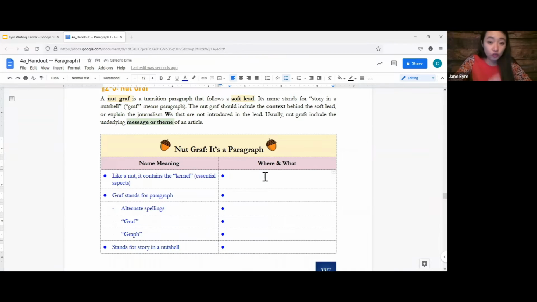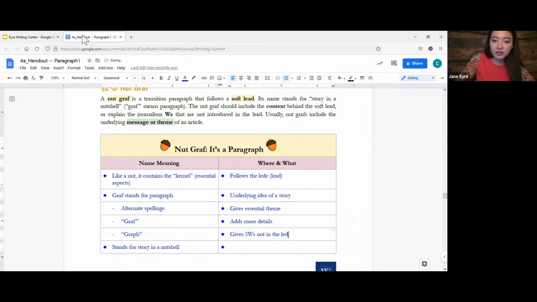Like I said, it's a journalism term, all right? And it tells you the W's. So it follows the lead, and it could either be spelled as L-E-D-E or L-E-A-D, which was how we normally use it in this op-ed, all right? It gives you the underlying idea of a story. It gives you the essential theme, okay? Adds more details, certainly, okay? And the 5 W's not in the lead.